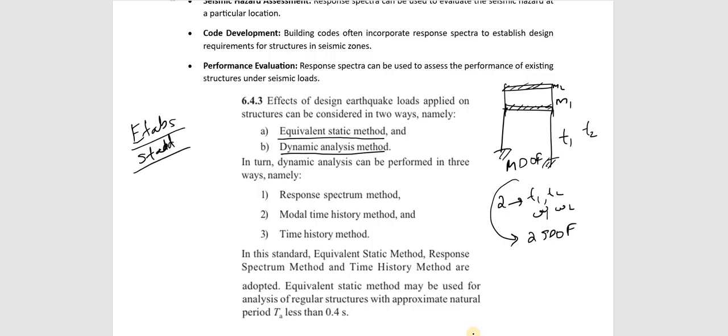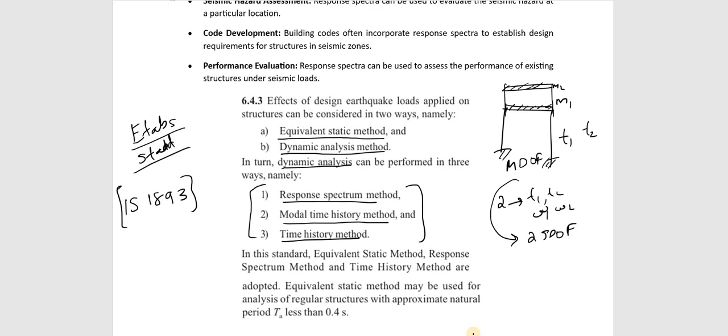We can perform this dynamic analysis. In the dynamic analysis, there are different methods. One is response spectrum method, modal time history method, and time history method. These are the 3 methods that are depicted here in our IS code. The IS code is IS 1893. This is the IS code which you will be following, mainly for the design. But as per your syllabus, you need to know a little bit about response spectrum method, how it is different from all the methods which we have studied. So that is the thing which we will be studying here.